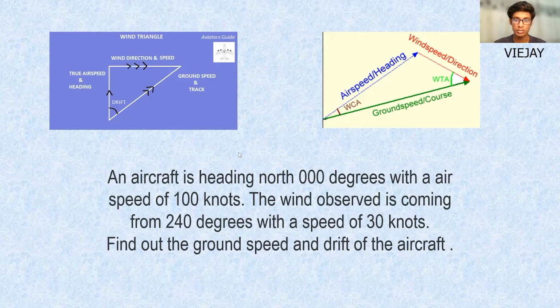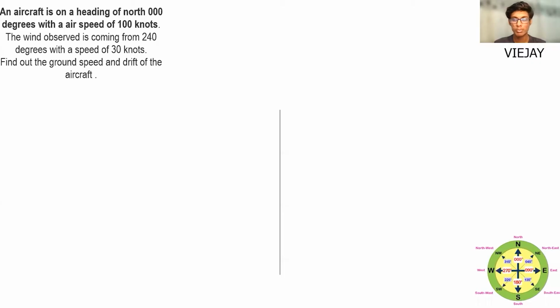An aircraft is heading north 0 degrees with an airspeed of 100 knots. The wind observed is coming from 240 degrees with a speed of 30 knots. Find out the ground speed and drift of the aircraft. Before we begin, we'll be drawing a diagram based on this question. In this case, we'll be replacing speed with length, and it's going to be millimeters.